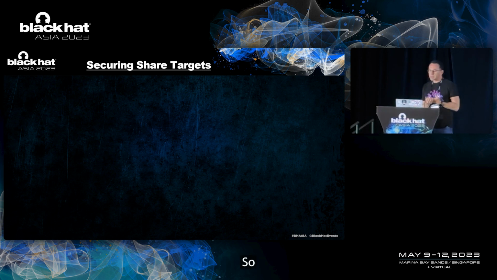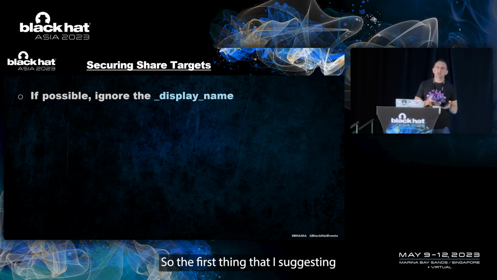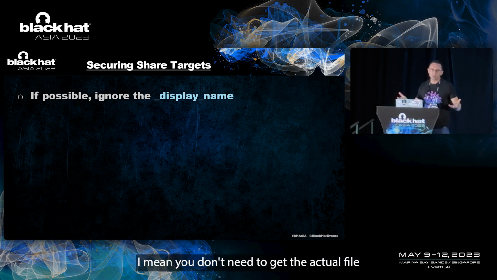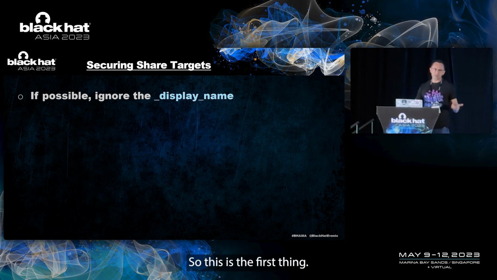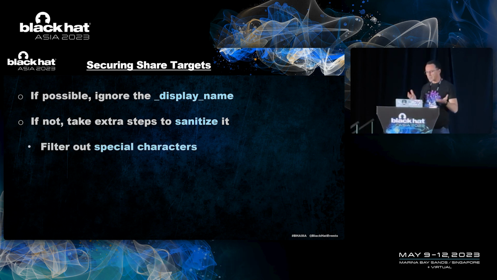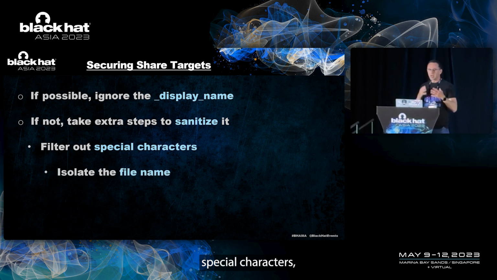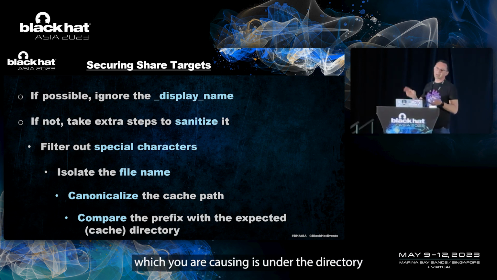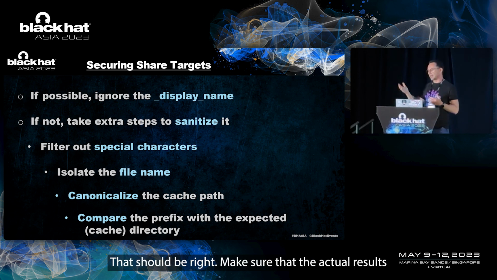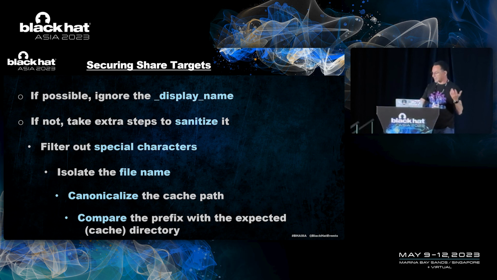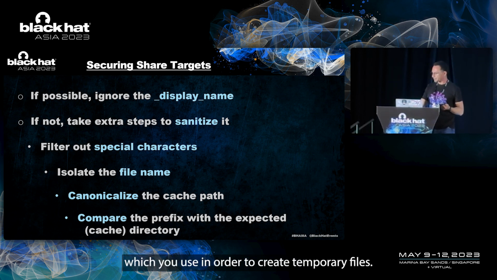All right, so when it comes to securing shared targets, how can we protect Android apps from this, or even similar types of attacks? The first thing that I suggest is to ignore the display name. You don't need the actual file name in order to cache it or create some kind of temporary file. So that's the first thing. But if for some reason you must use it, then you have to take extra steps in order to sanitize it. The first step is to filter out special characters, isolate the file name, canonicalize the cache path, and most importantly, make sure that the file which you are caching is under the directory that it should be. Make sure that the resulting path is under the preconfigured directory which you use in order to create temporary files.